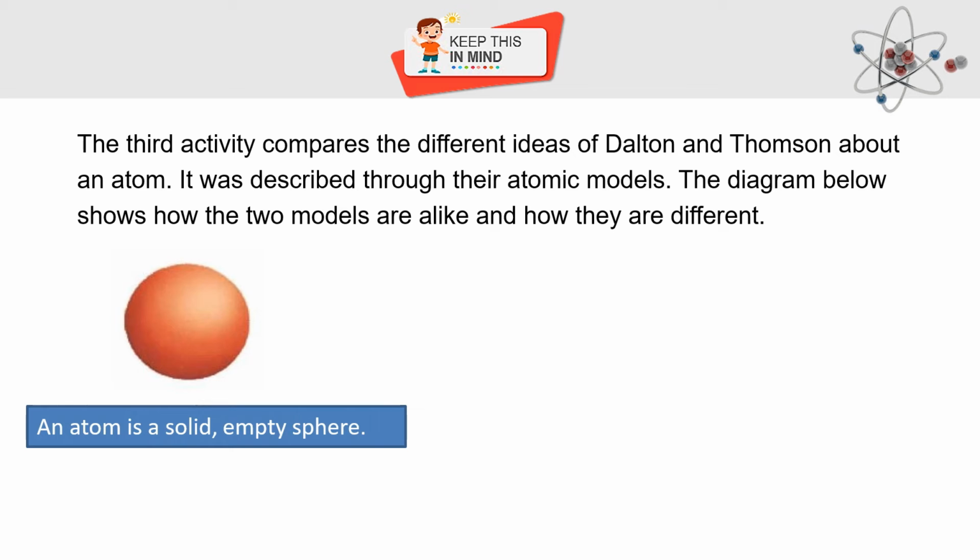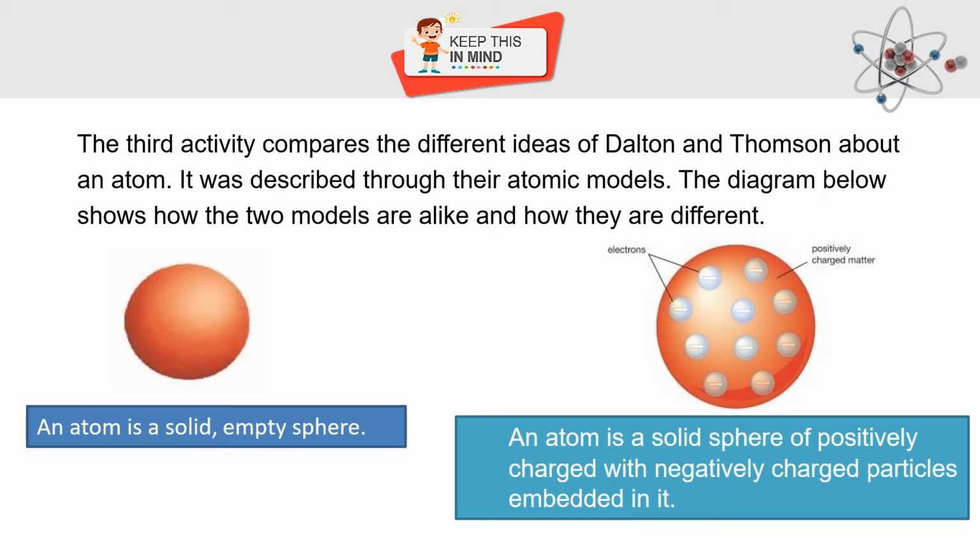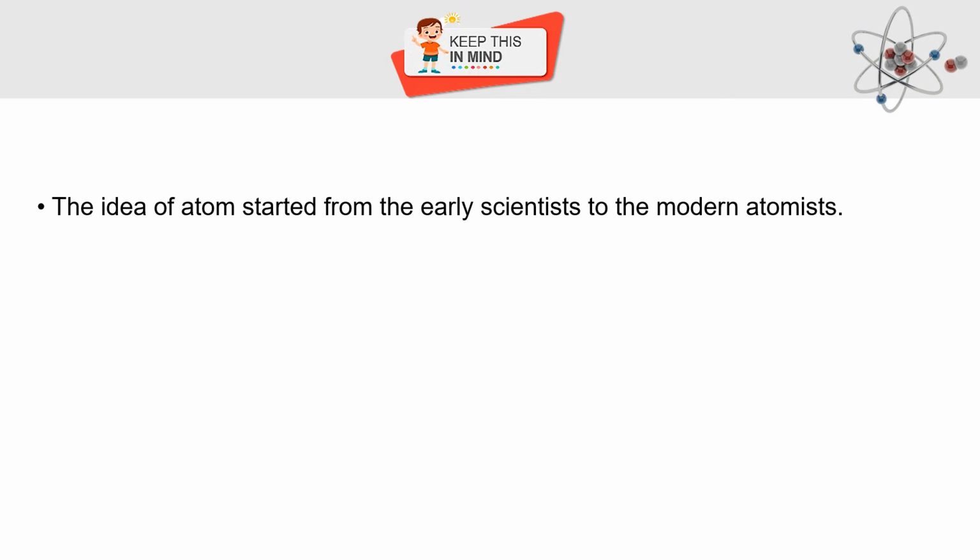An atom is a solid, empty sphere. An atom is a solid sphere of positive charge with negatively charged particles embedded in it. The idea of atoms started from the early scientists to the modern atomists.